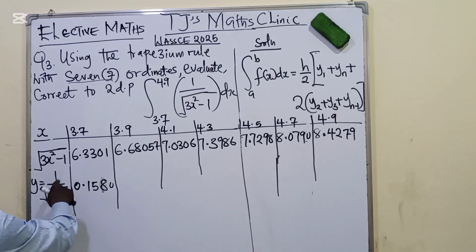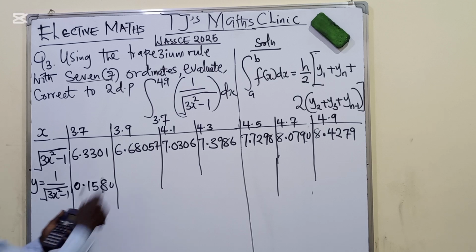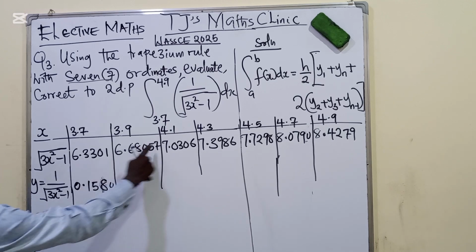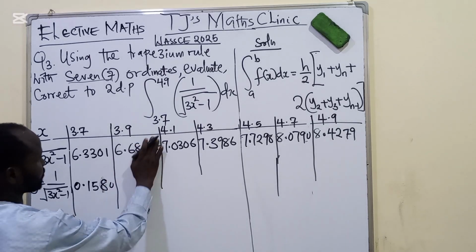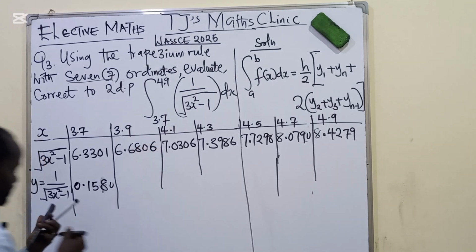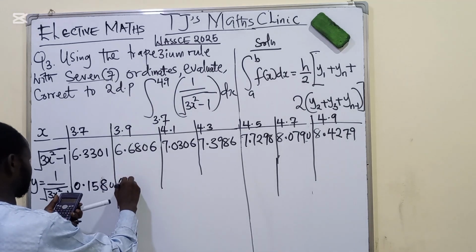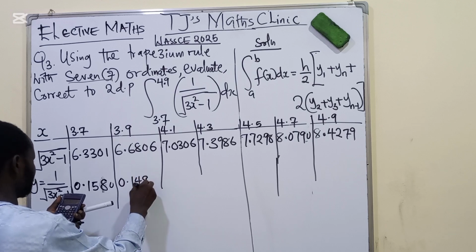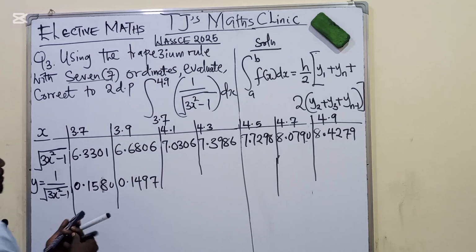Next one to be 1 divided by 6.6806. Let's divide again because we need to approximate it to 4 decimal places. That will be 0.1497 approximately.